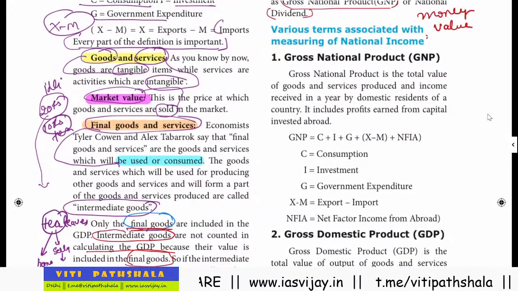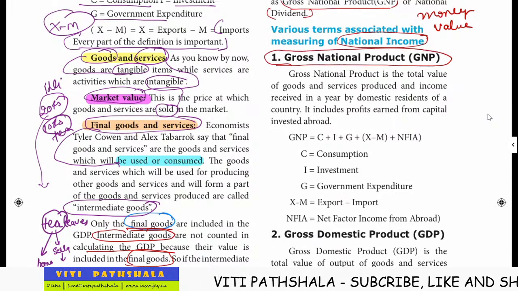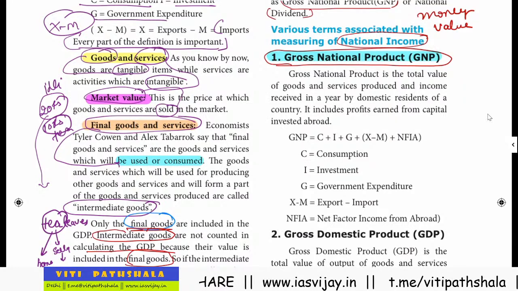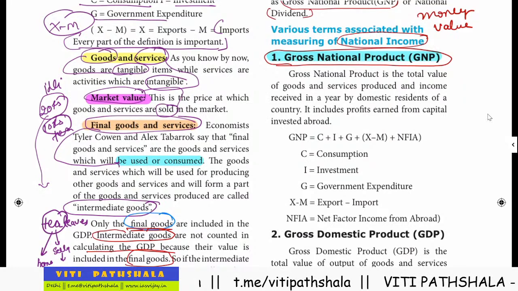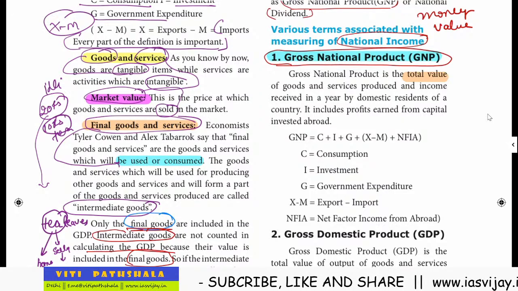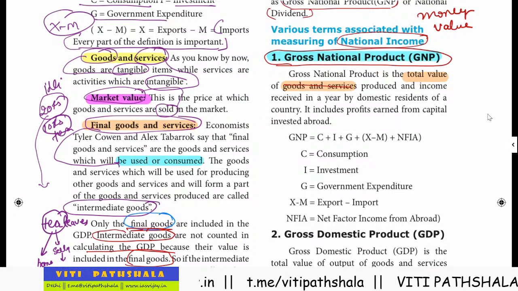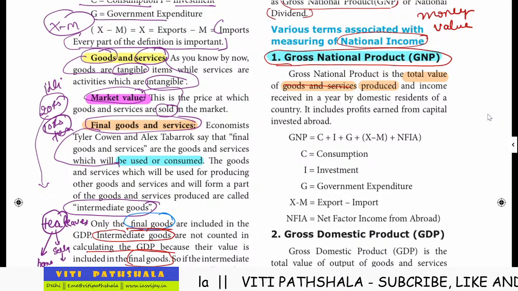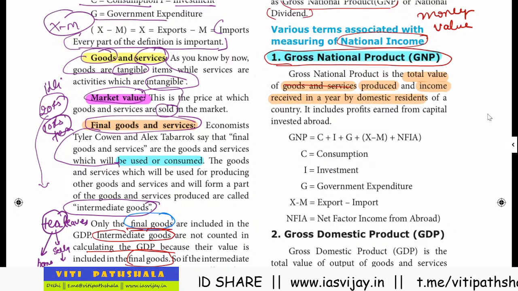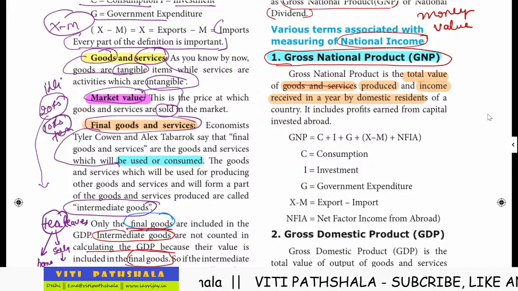Now, various terms which are associated with the national income. First comes the gross national product. Now, what do you mean by gross national product? Gross national product is the total value of goods and services produced and income received in a year by the domestic residents of the country. So remember here, only the domestic residents are included.